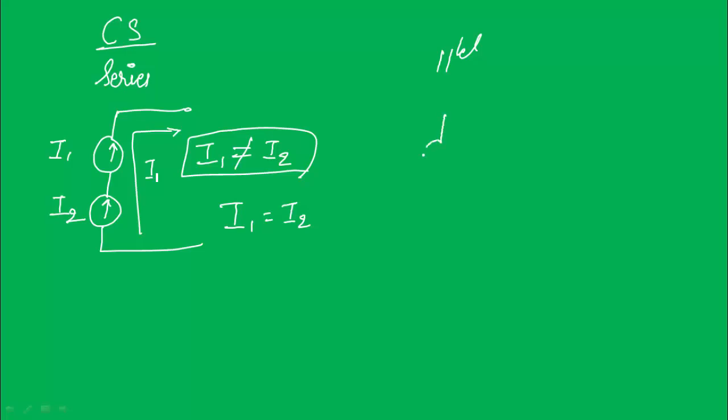If current source is connected in parallel, the first current source is I1 and the second current source I am going to call it as I2.